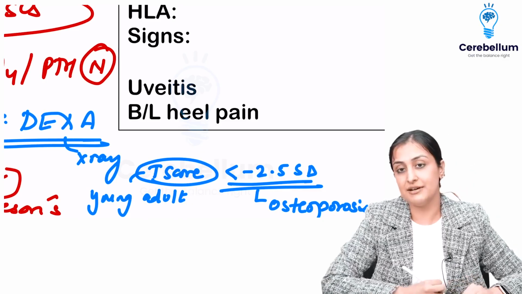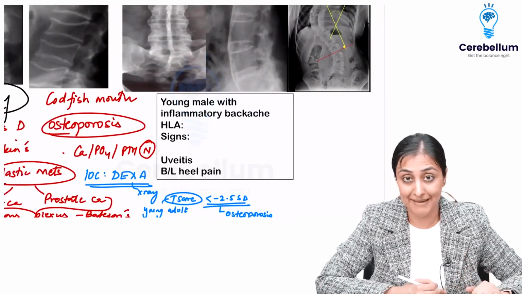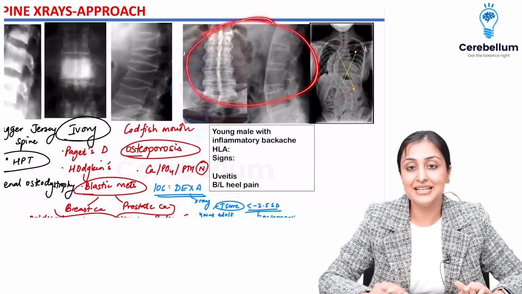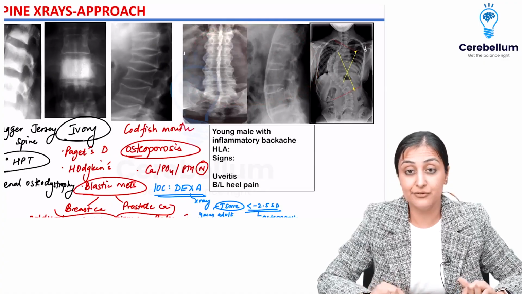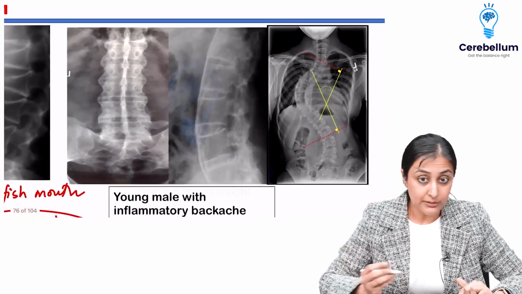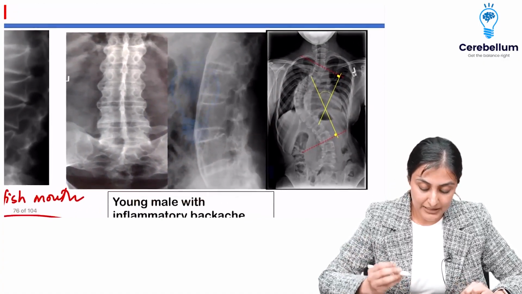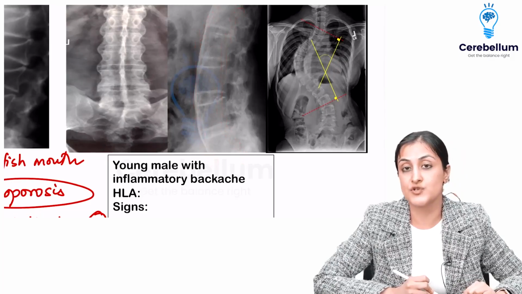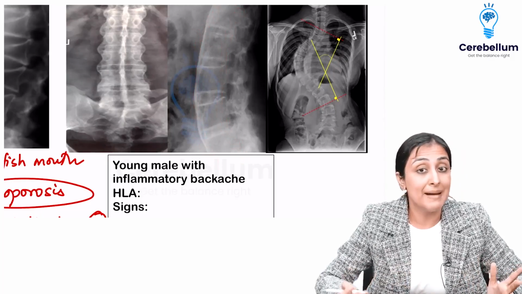So this is the definition you need to keep in mind. Next case, you can see that there is a young male here. They'll tell you the patient has inflammatory backache. The moment you hear young male, look at the spine. The spine is completely fused. It's looking as if it's a bamboo spine.